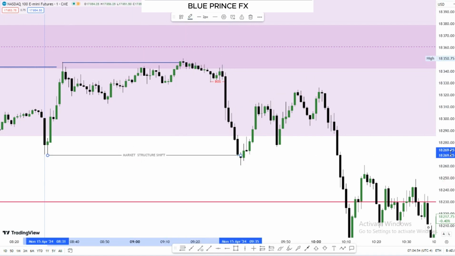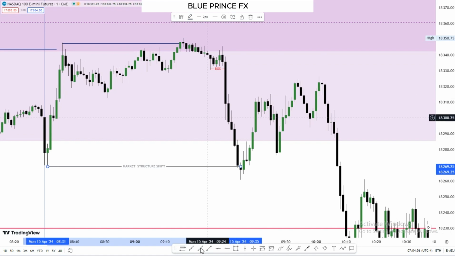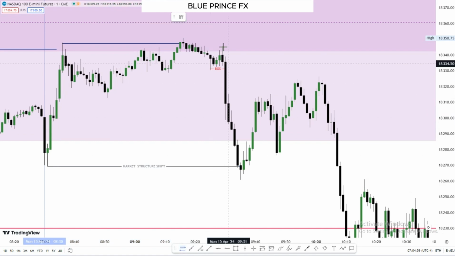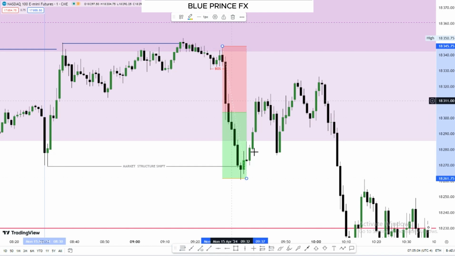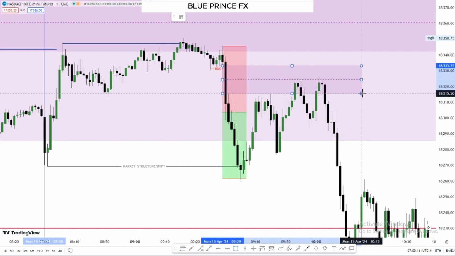So when we have these two concepts together, we are going to look for our third concept, which is our discount and premium. Now we are going to look for our point of entries in a premium market, because now we're looking to sell. So we are going to have this fair value gap here, which we expect the market to come and mitigate the 50% of.